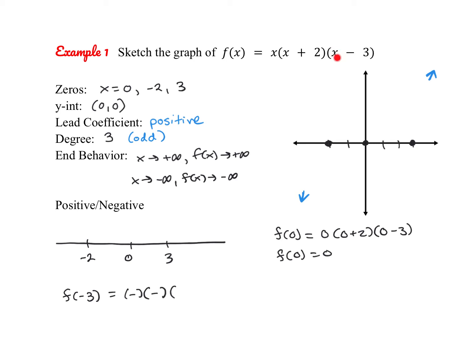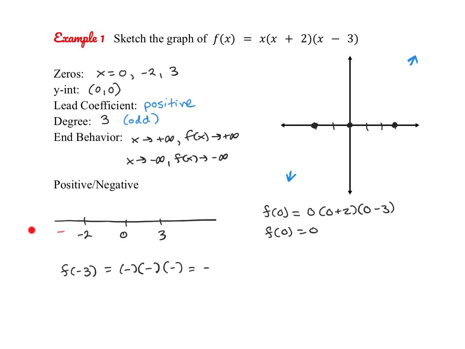And if I plug in negative 3 to this factor, the result will be negative. And if I have a negative times a negative times a negative, the result is a negative. Okay, so notice I'm not even figuring out what the value is. I'm just writing the sign of each factor. Okay, so in this region, everything to the left of negative 2, my graph is going to be negative.